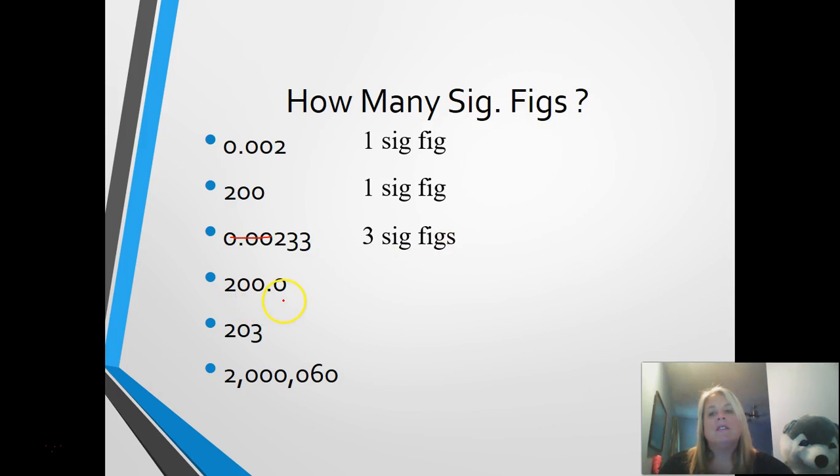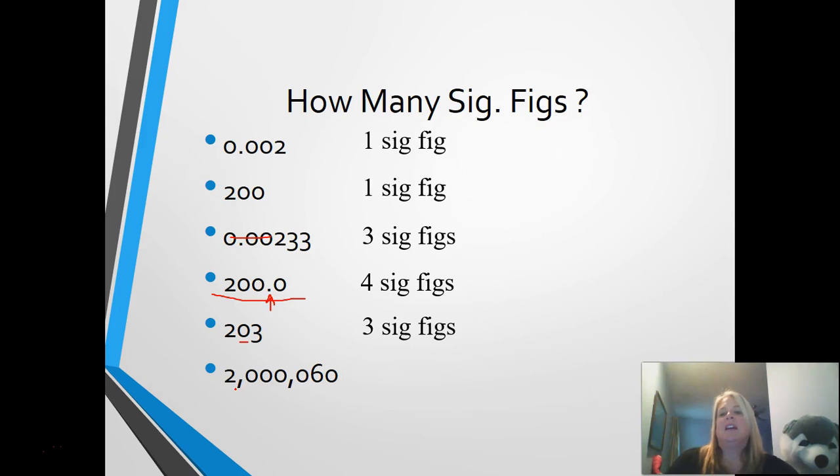How about 200.0? So we have zeros at the end. That's rule number 4. Zeros at the end, it depends if there's a decimal. Notice that we have a decimal place here, so that makes all of these significant. That's 4 significant figures. How about 203? Well, it's rule number 3, zeros in the middle. Zeros in the middle are always significant, so all of these numbers are significant. So that's 3. And here we have 2,060,000. Zeros in the middle always count. Zeros at the end, it depends if there's a decimal. There is no decimal here, so these zeros are not significant. They're important, but not significant. 1, 2, 3, 4, 5, 6. So if you said 6 significant figures, you are correct.